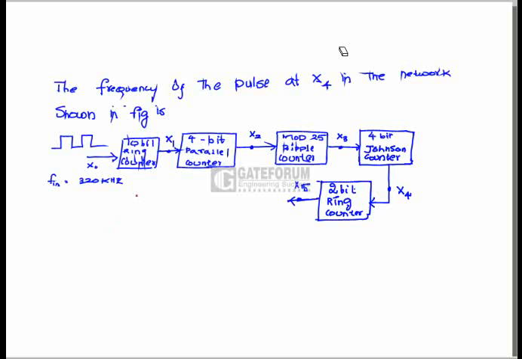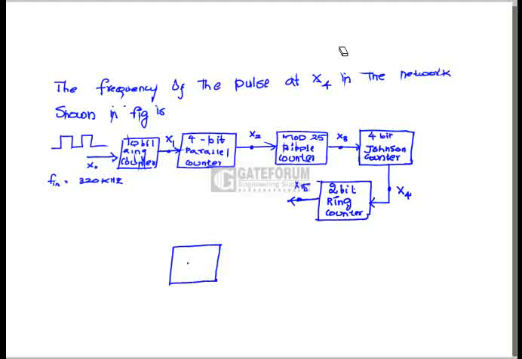In the given problem, we need to find out the frequency which is present at the node X4, which is indicated in the diagram. In order to find out the frequency at node X4 in relation to the input frequency, we need to know the function of the counter in terms of its states as well as the input frequencies given as follows.